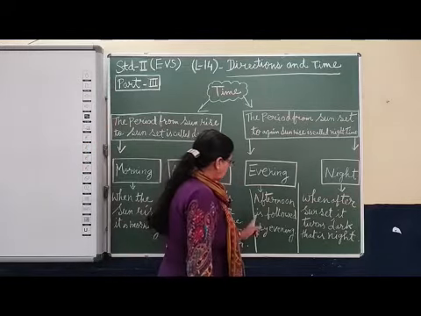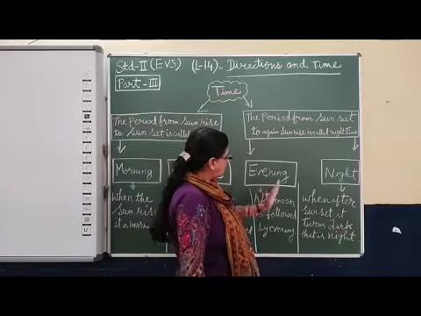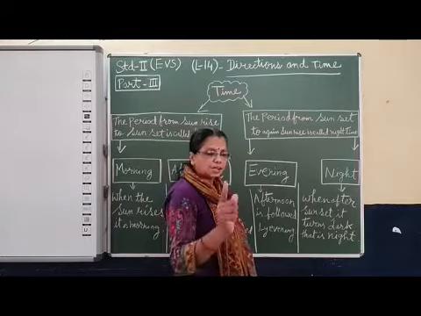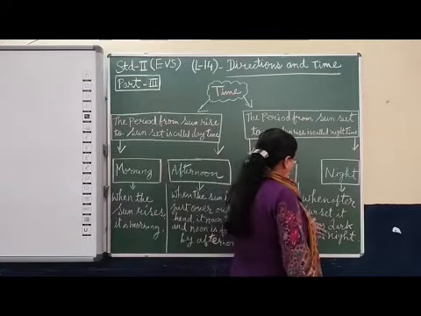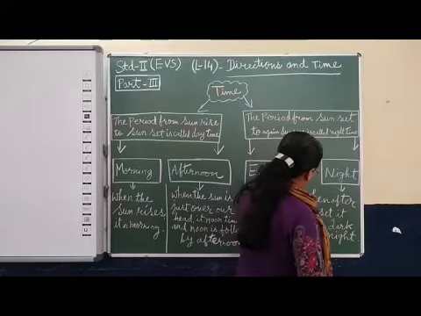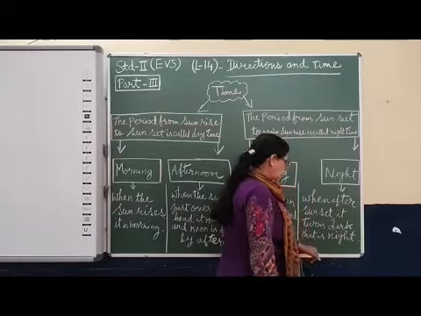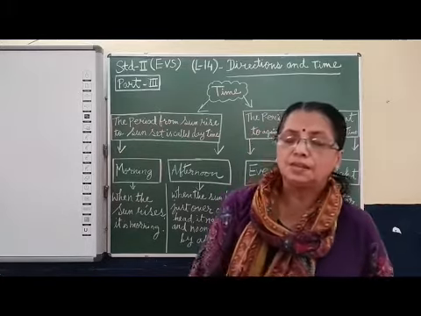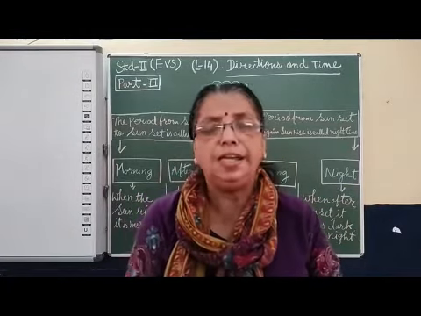Evening. Afternoon is followed by evening. That means when afternoon finishes, then evening starts. At that time, evening time, the sun sets. And what is night? After sunset, it turns dark everywhere. That is night. So this is the division of time in the whole day.